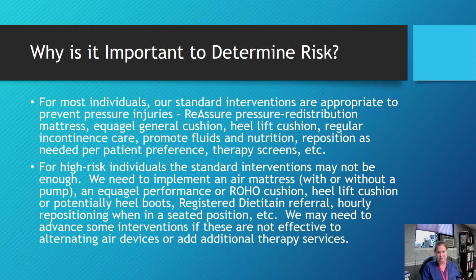And we may need to advance some of those interventions if the ones we've put on aren't effective. So we might need alternating air devices, like an alternating air cushion. We've got a couple of residents with those. Or we may need to add additional therapy services, speech therapy even, to deal with a nutritional problem. So it's important to determine an accurate level of risk.